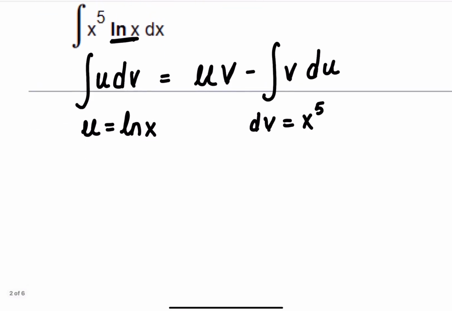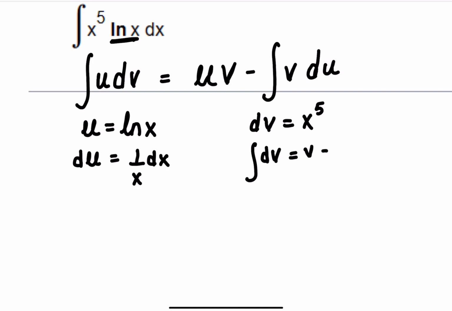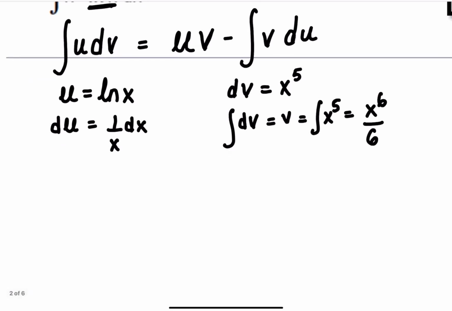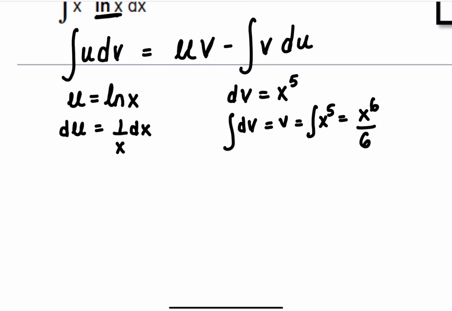Now your second step, or your third step, is you will find the differentiation of u and the integral of dv, because integral of dv is going to give you v. Now differentiation of ln x is 1 over x dx. And integral of x power 5 is x power 6 over 6. Now, once I have all of these, I will go ahead and plug in the formula.